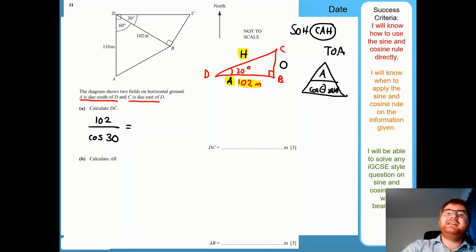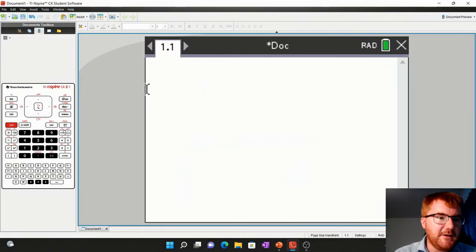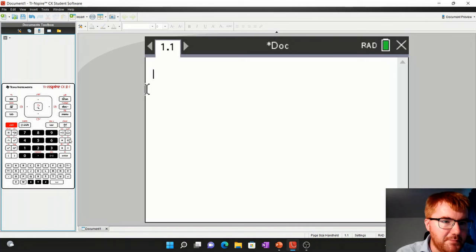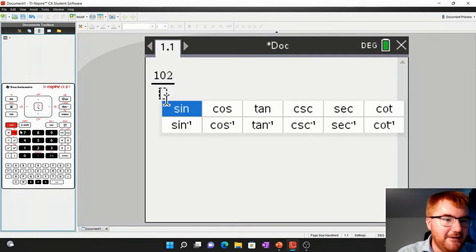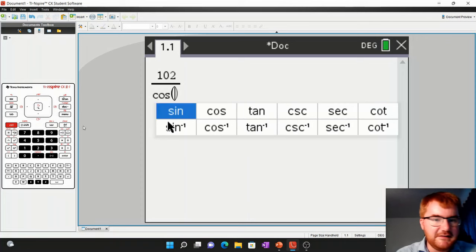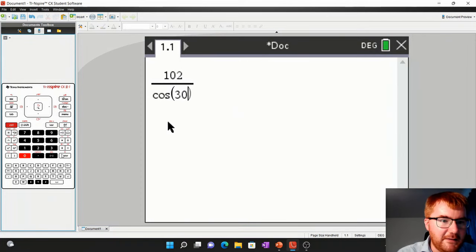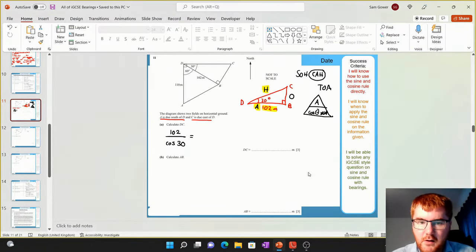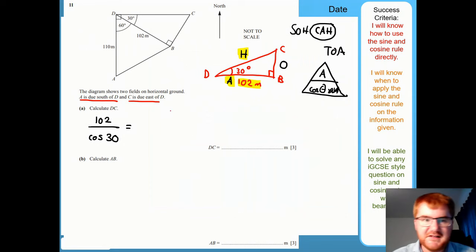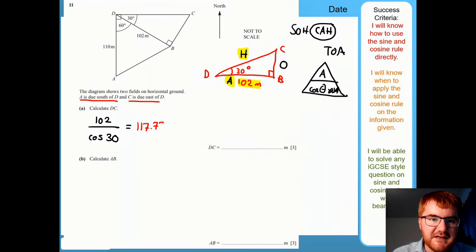So let's go to my calculator and work it out. We're going to type in here, let's get that fraction button working. So 102 divided by, make sure it is in degrees. Notice I did check this. We're going to press cos, and there we go, there's our cos 30. And we get our final answer here of 117.77. Again, we generally expect it to round to three significant figures. So this then is 118, which I am going to pop in.